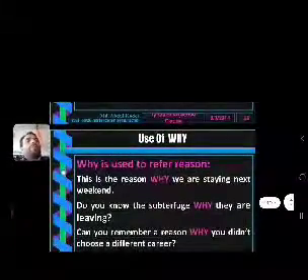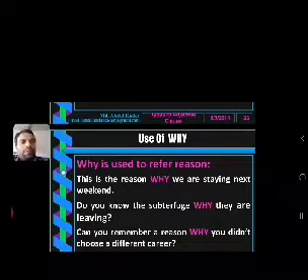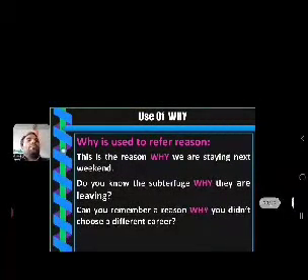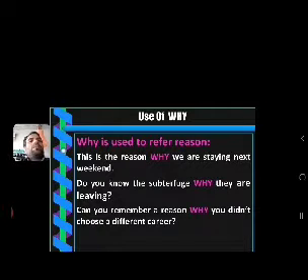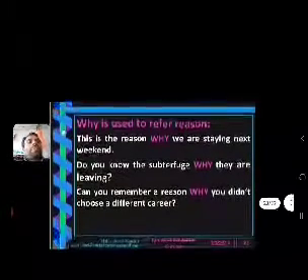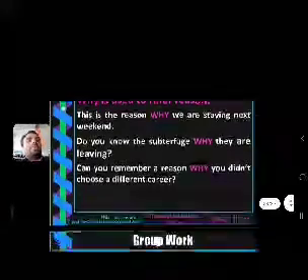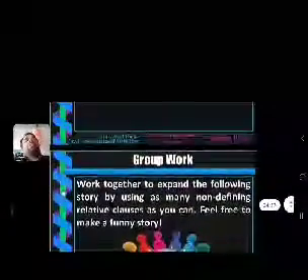Now let us see the use of why. When to use why. Why is used to refer to a reason. Yes, you understand, it only refers to a reason. This is the reason why we are staying next weekend. Okay, then next sentence: do you know the subterfuge is why they are leaving? And next one, can you remember a reason why you didn't choose a different career? So like that we can use it to tell the reason.